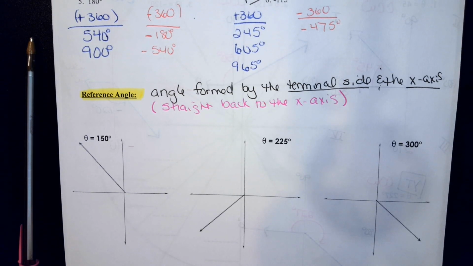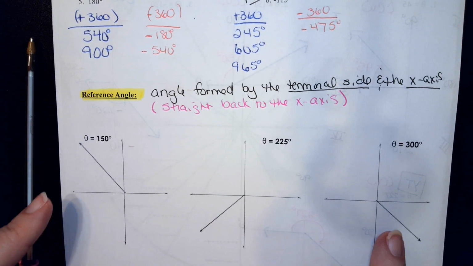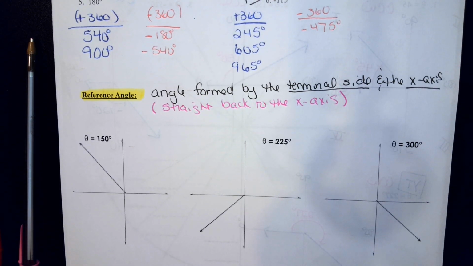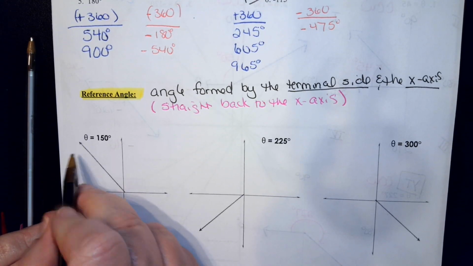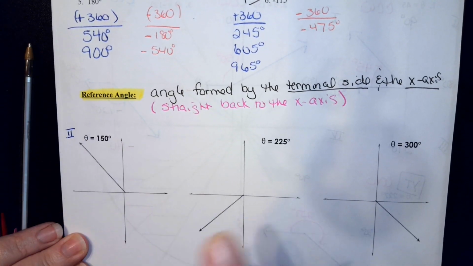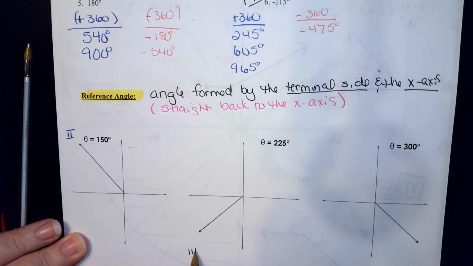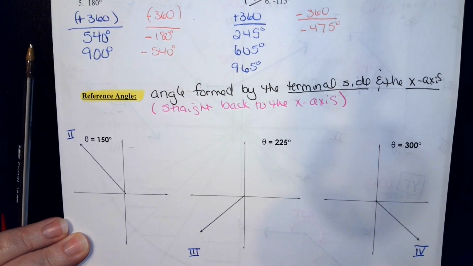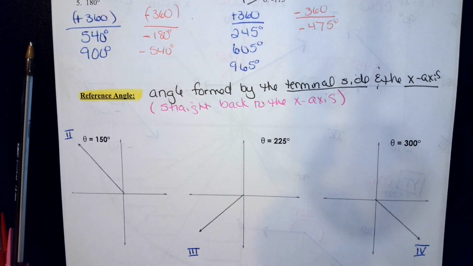Now, before we actually go in here and find the reference angles in these examples here, let's talk about where these angles end. Okay. All right. This terminal side is in quadrant 2. This terminal side is in quadrant 3. This terminal side is in quadrant 4. If you notice, I don't have an angle for quadrant 1. And that is because any angle in quadrant 1 is its own reference angle.